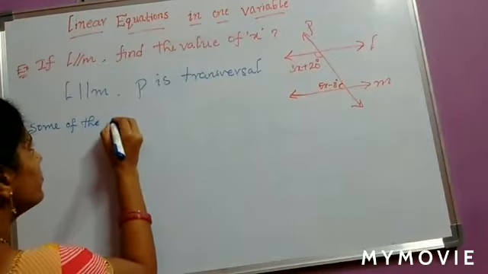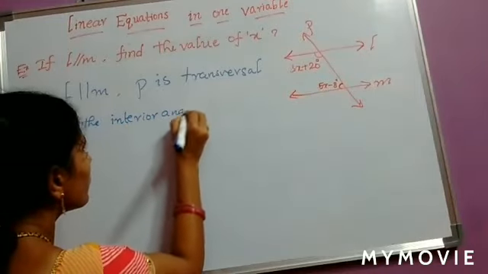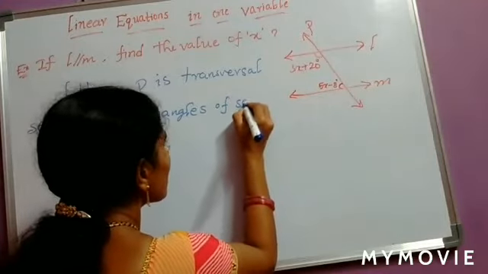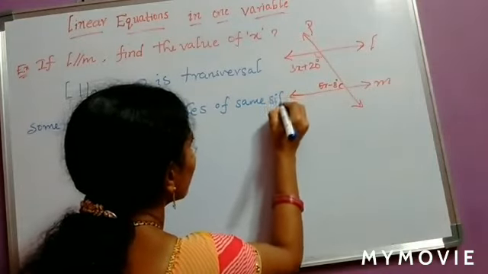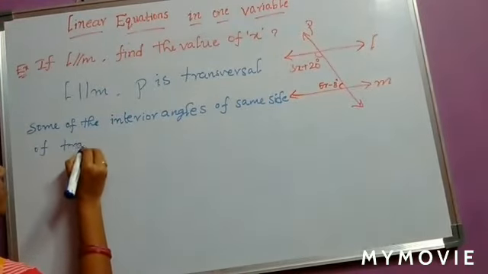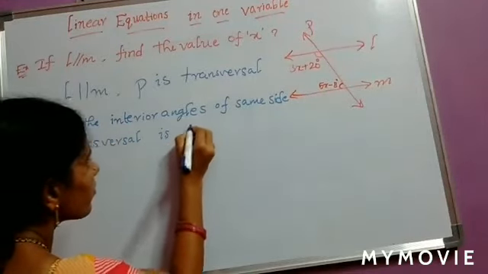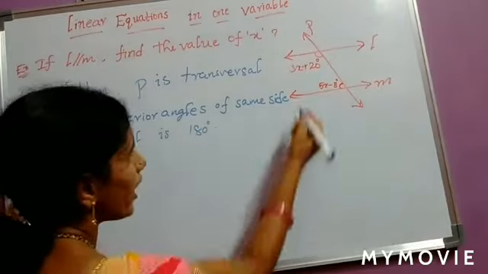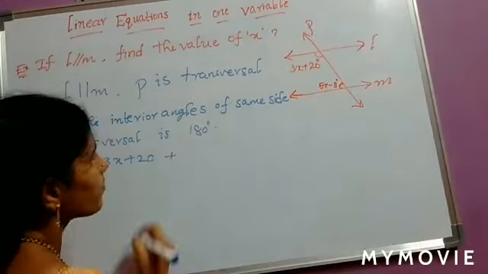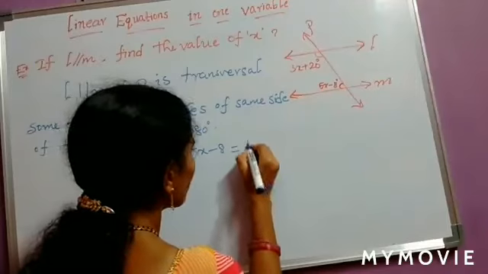Sum of the angles of same side of transversal is 180 degrees. So we write 3x plus 20 plus 5x minus 8 equal to 180.